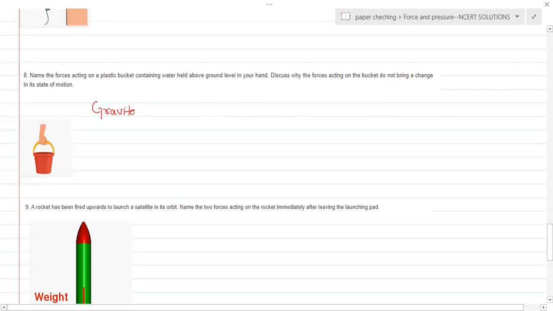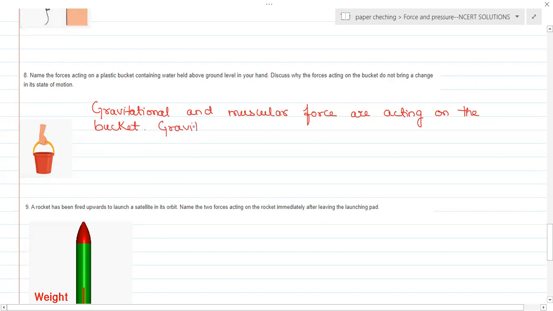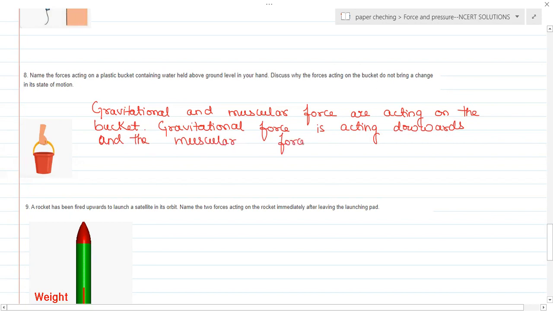Gravitational and muscular force are acting on the bucket. Gravitational force is acting downwards, and the muscular force is acting upwards.